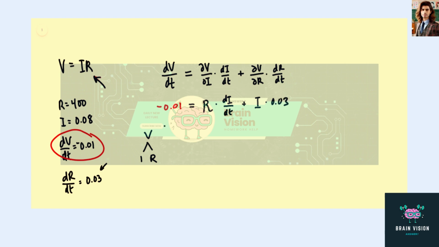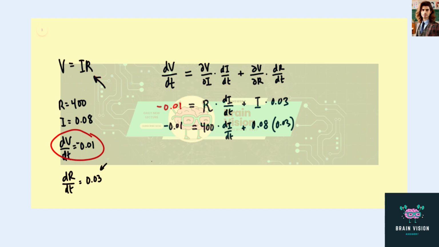So we have negative 0.01 equals, we're also given the current values of R and I. So now we have everything we need. R is 400, times dI/dt, plus I is 0.08 times 0.03.